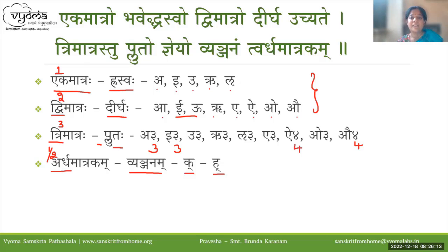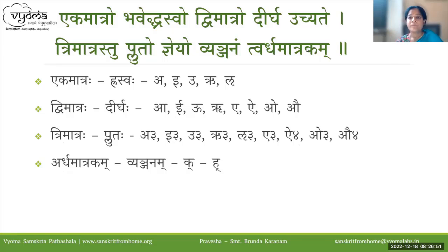Sheila ji, please unmute and read this. Yes. Ekamatro bhavedrasvo dvimatro dirgha uchyate trimatrastu pluto gyeyo vyanjanam tvardhamatrakam. Uttamam. Very well chanted, Sheila ji. Thank you. Very well chanted. Okay. So I hope this is clear now, the distinction based on the time taken.